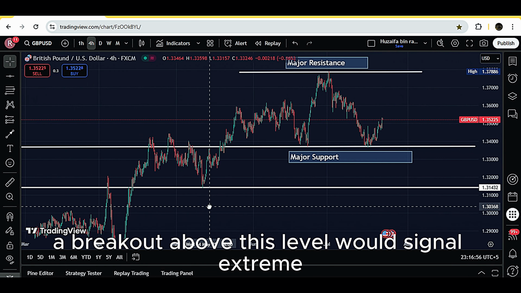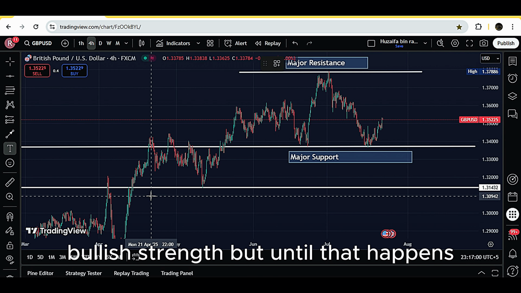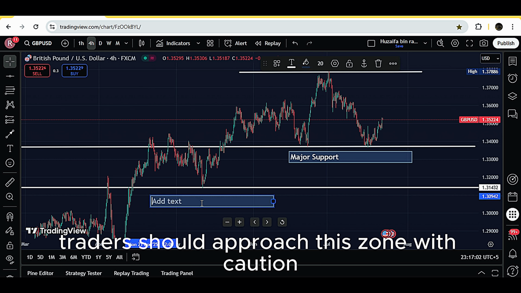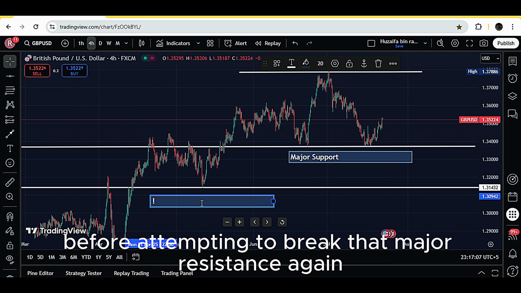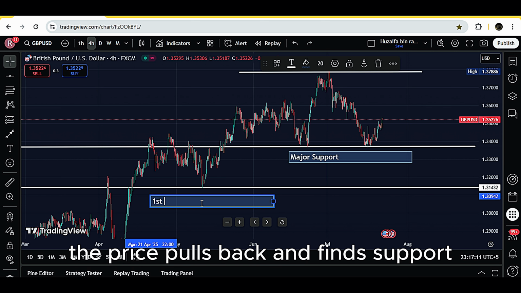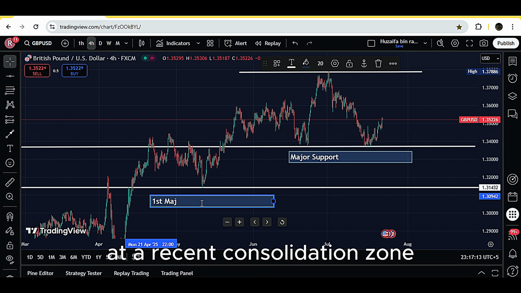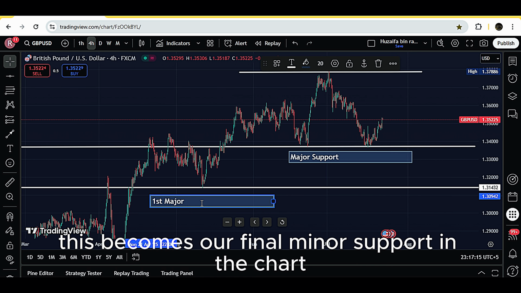A breakout above this level would signal extreme bullish strength. But until that happens, traders should approach this zone with caution. It's a battlefield. Before attempting to break that major resistance again, the price pulls back and finds support at a recent consolidation zone. This becomes our final minor support in the chart.